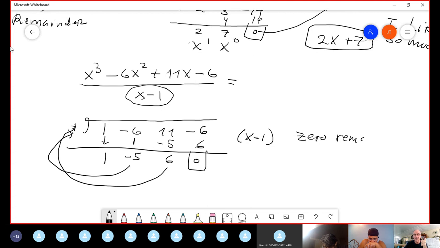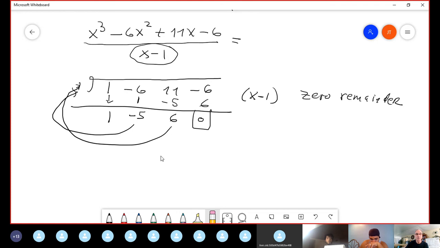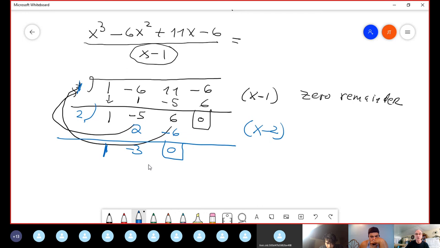Let me continue to perform more synthetic division, because I want to complete this. Okay, don't worry. I continue. Let me use another color, a blue color. Suppose I continue performing another synthetic division using, for example, 2. I did 1, now using 2. Bring down 1, 1 times 2 is 2. Negative 5 plus 2 is negative 3. And negative 3 times 2 is negative 6. And again, 0 remains. That means that x minus 2 is also a factor of this polynomial.